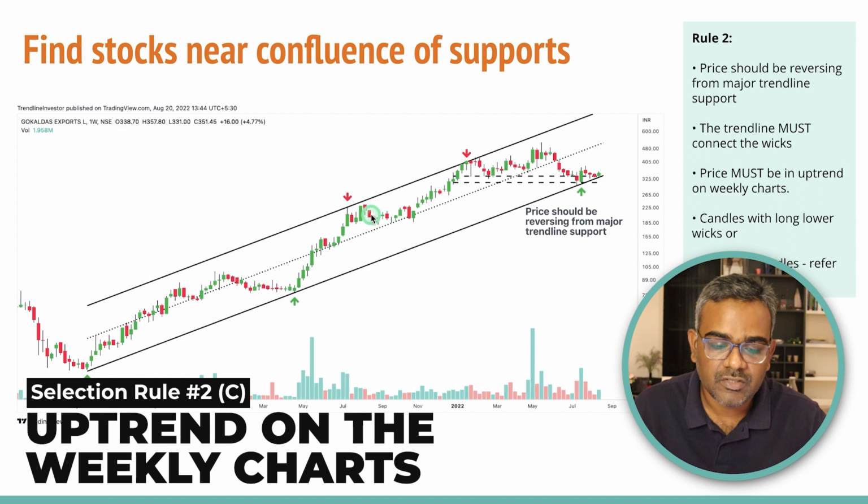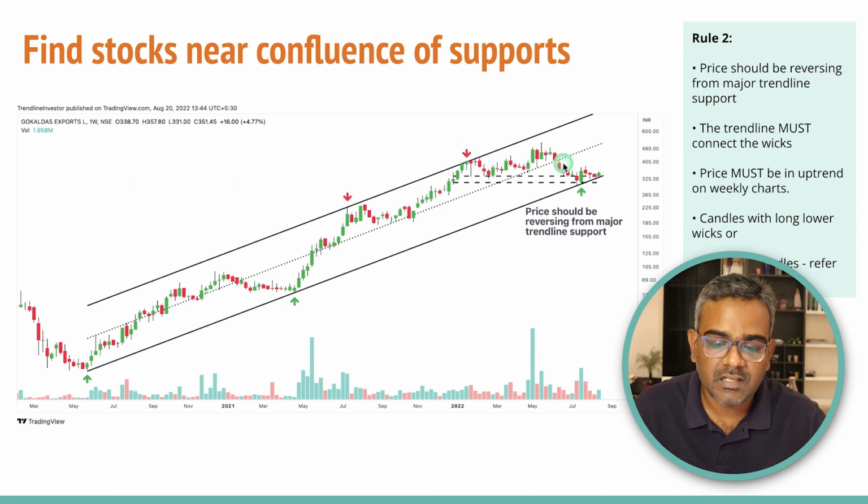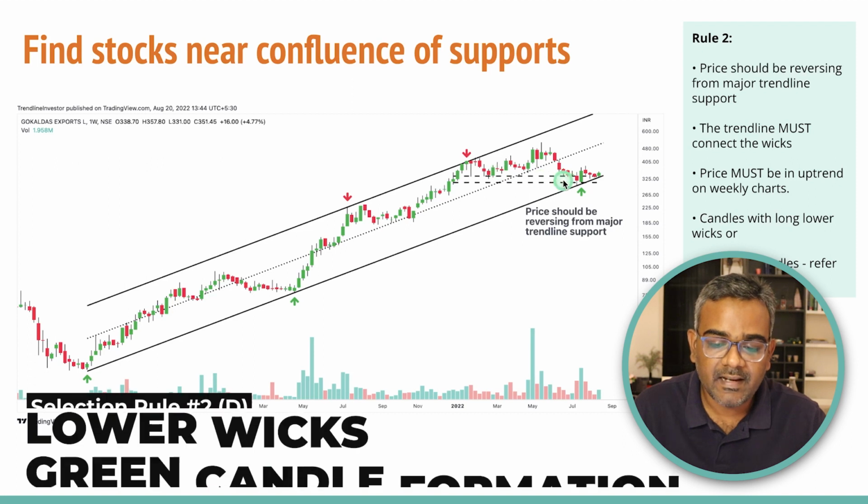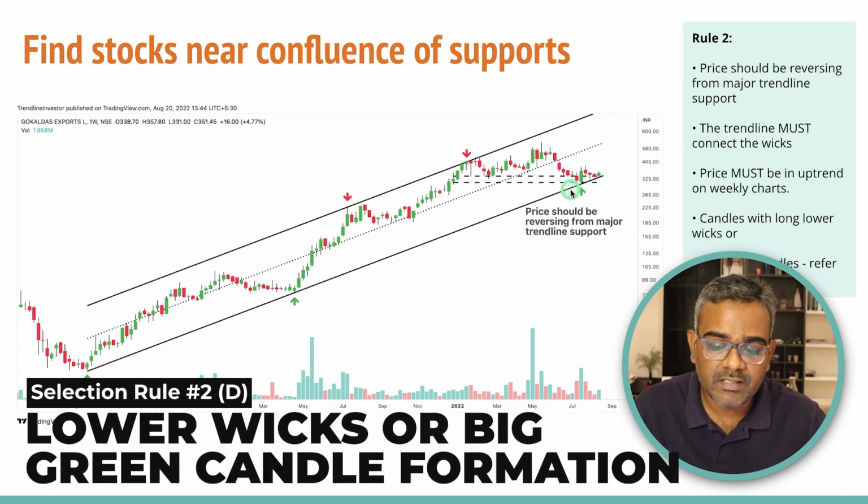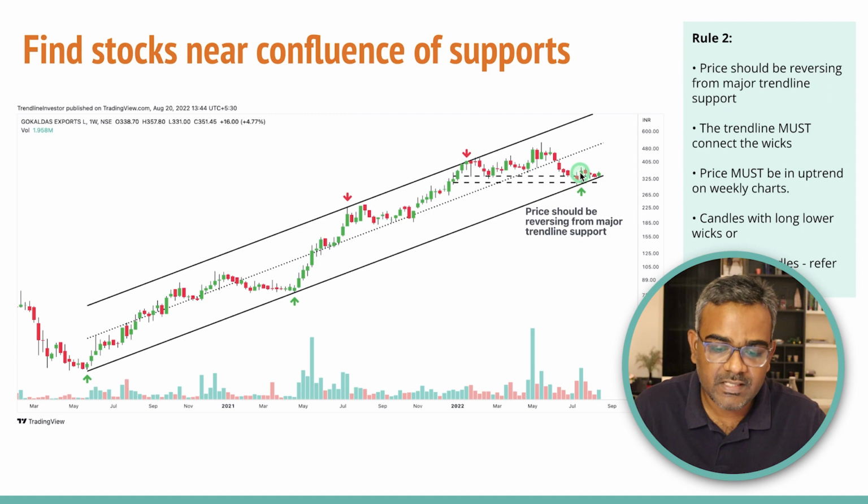For example, here the stock is in a clear uptrend on weekly charts, and we're still going up. So the stock must be in an uptrend on weekly charts, and the candles should have low wicks, or you should have big green candles. In this case, you see a big green candle here, or the stock should have low wicks like this, around the confluence of the support zone.